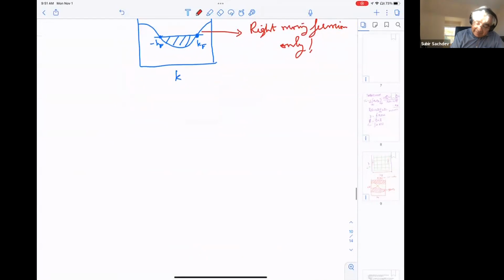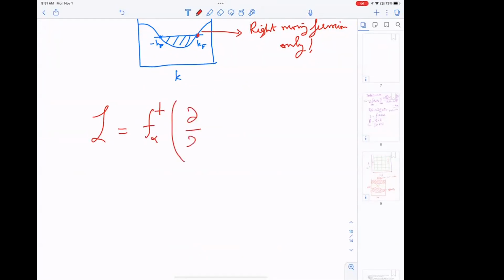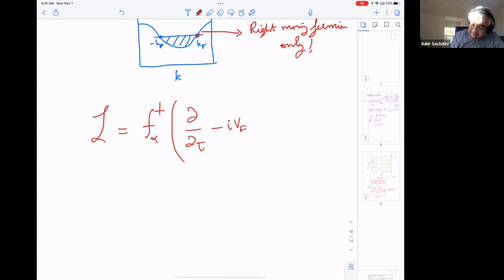Okay, so what is the Lagrangian? Well, it's just a right-moving fermion. You can measure your energies from this point, which we take to have zero energy. So it'll be these fermions F dagger alpha, d by d tau minus i, there'll be some velocity, i v_F d by dx, of F alpha. So that's our theory for the right-moving fermion, and it's in 1+1 dimension.